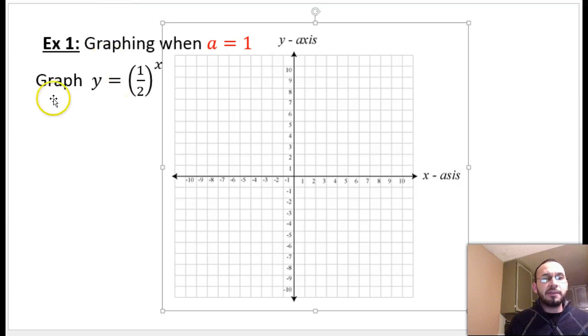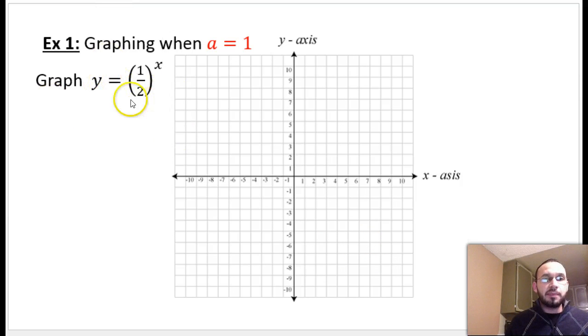Let's work with the first example, and let's graph y is equal to (1/2) to the x power. When all else fails, guys, we can always create a table. So just like before, I can create an x and y table. Here's my x, here's my y. I'm going to pick a few points, and we can graph it: 0, 1, 2, and -1, -2.